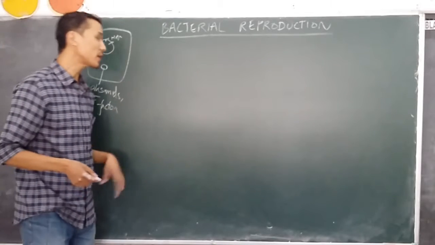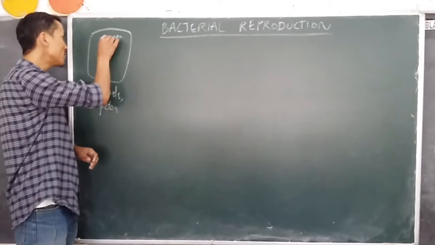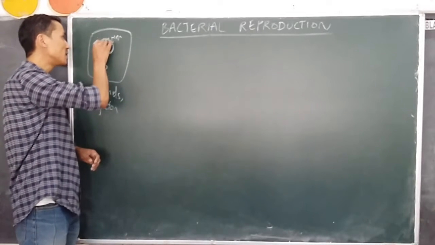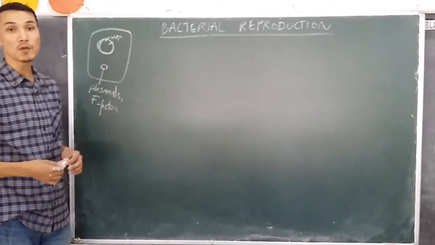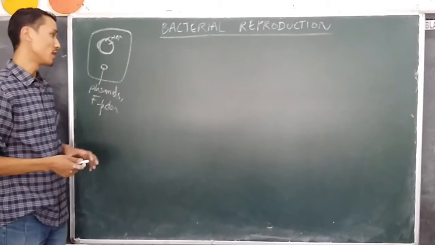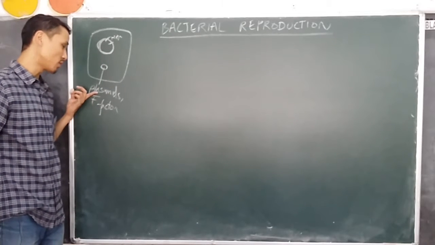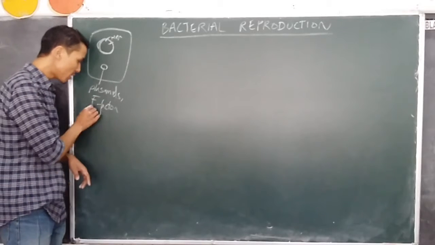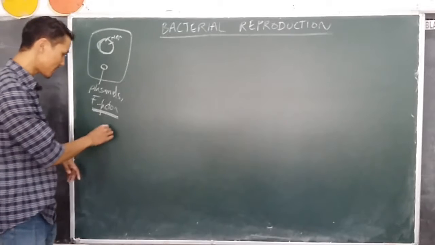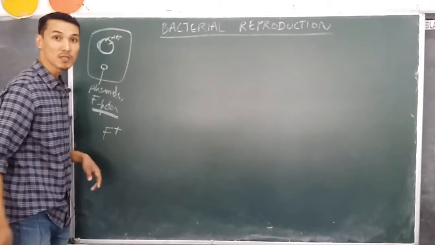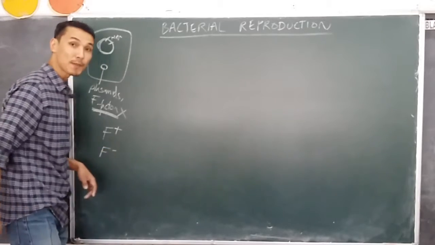So when we talk about bacterial reproduction, the first thing we have to know is about bacterial DNA. That means it is a circular material, and in some cases it contains the HFR. HFR stands for high frequency recombination, and in most cases you will find extra chromosomal material, which is either the plasmid or the F factor. Now because of this F factor, if a bacterial cell has the F factor, it is designated as an F plus cell. If the F factor is lacking, it is designated as F minus.